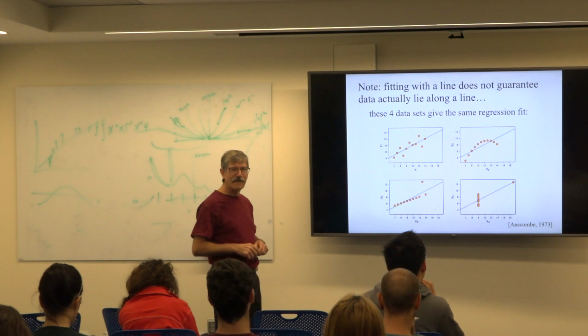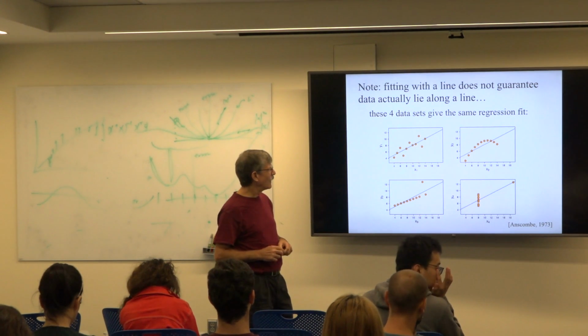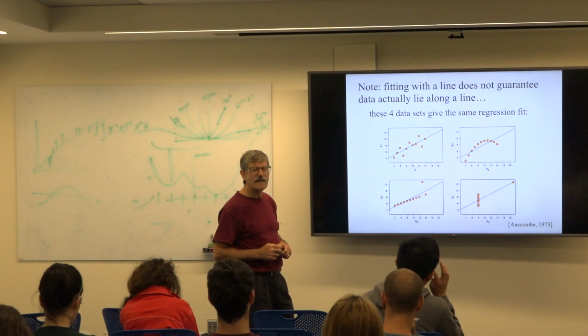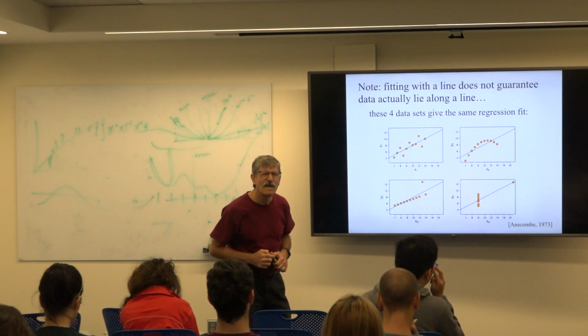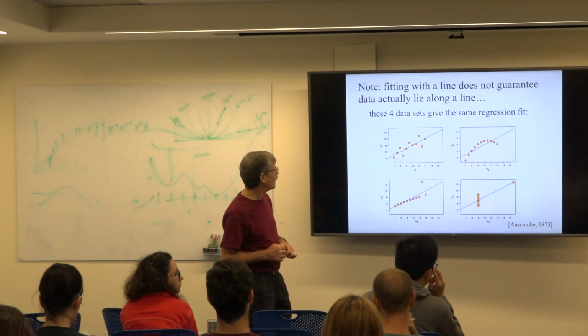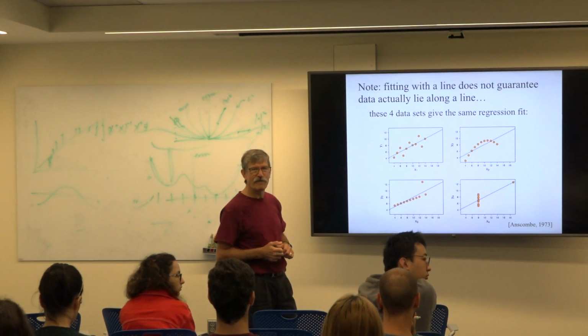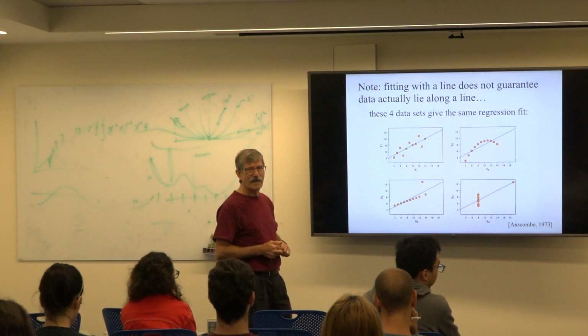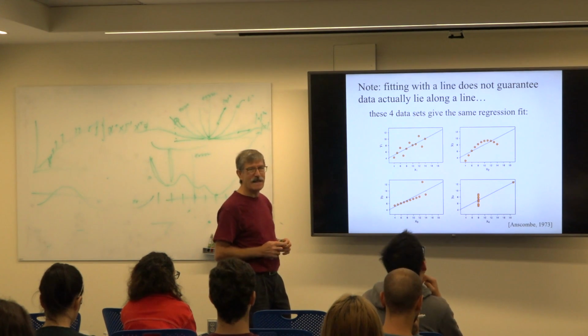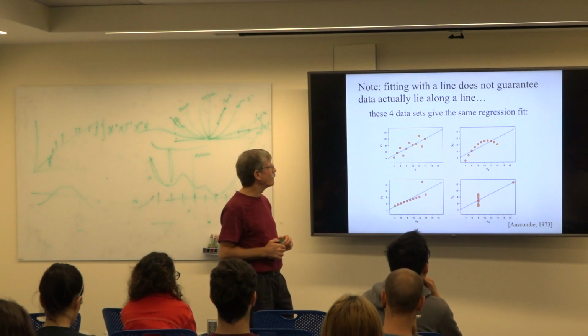Yeah? So by the same regression fit here, do you mean they have the same error? Say that again? It says that these 4 data sets have the same regression fit. The blue line is the same in all of them. Okay. Gotcha. Yeah. Not the same error, but the same fit.